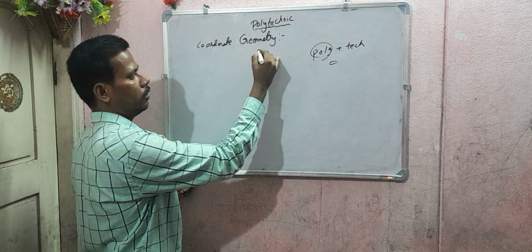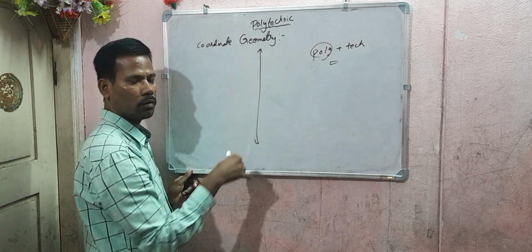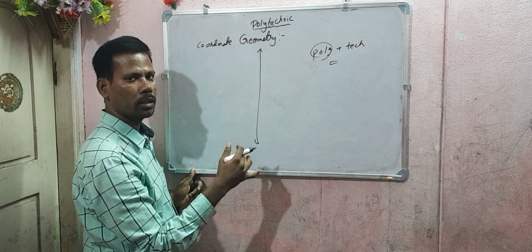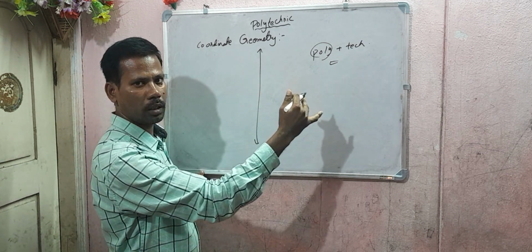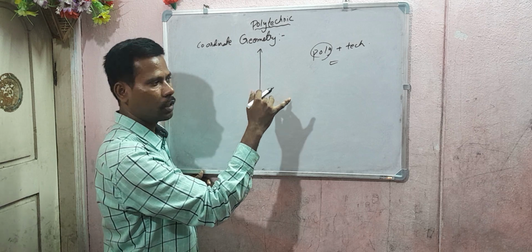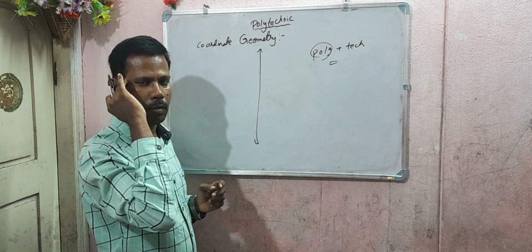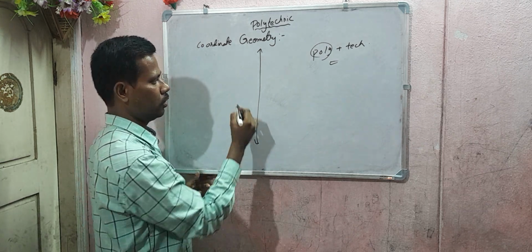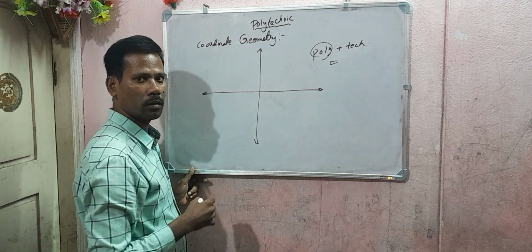Coordinate geometry was invented by René Descartes, a French mathematician. It is related to graphs. Whenever you are doing coordinate geometry, the graph sheet should always be in your mind, pictured in your brain. Then the problems will become easy for you. So I am repeating the basics once again.